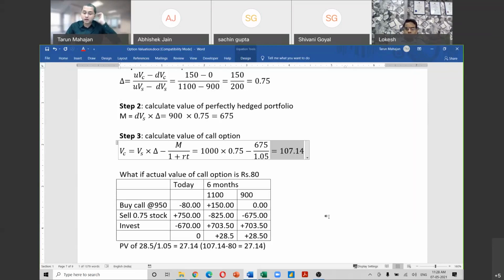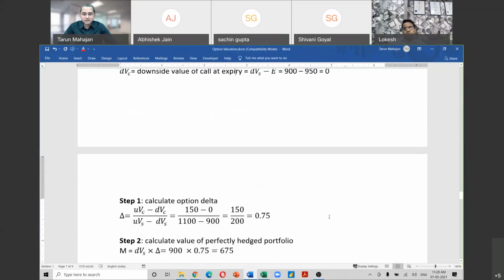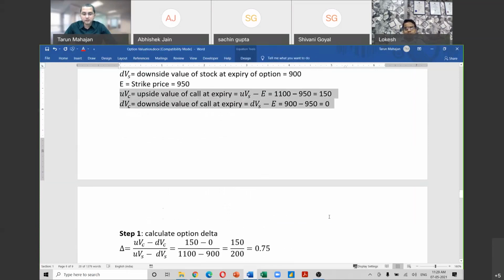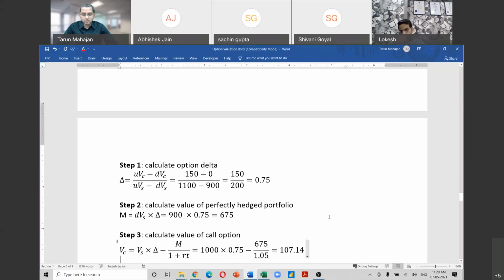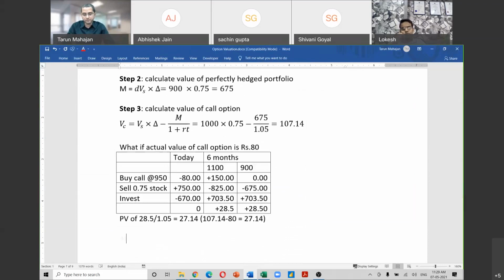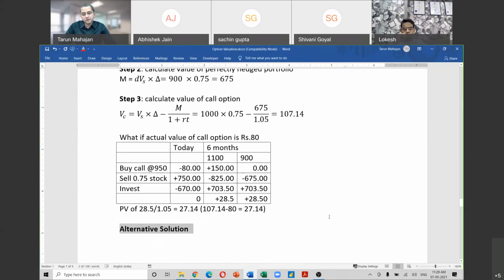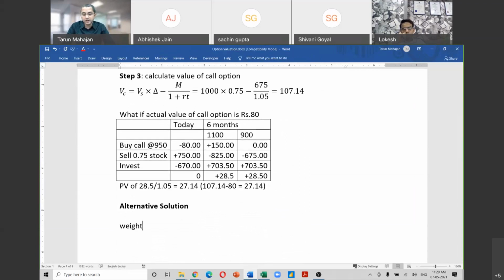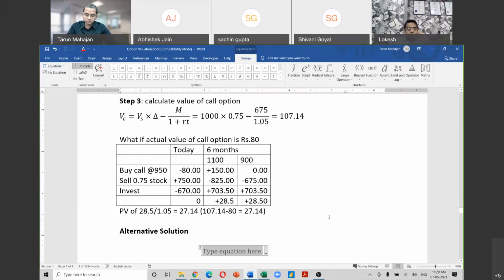People also make an alternative way of calculating this. The alternative way of solving this question is, upside value of call option is 150 and downside value of call option is 0. You take weighted average with special weights. So that is another way. I'll give you an alternative solution also to this question, which is the more popular way. Here you will calculate the weight to be assigned. I'll name that weight as P.